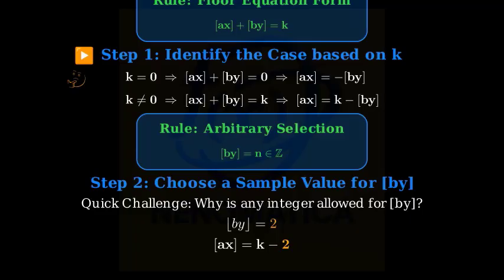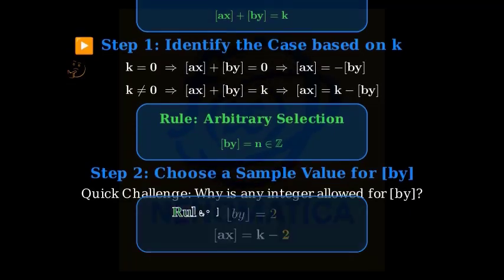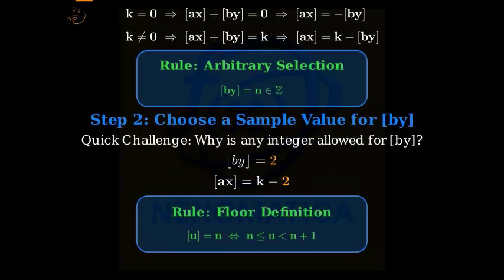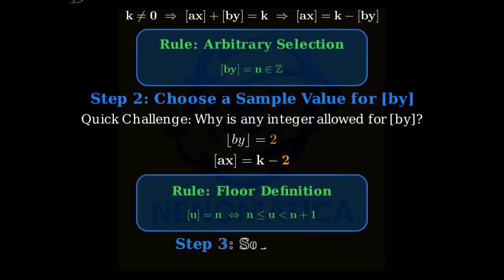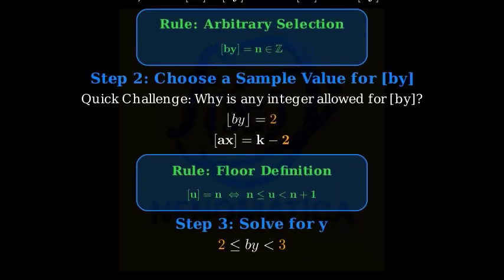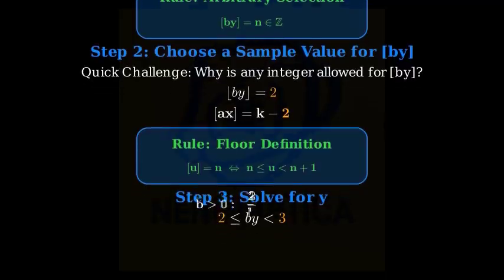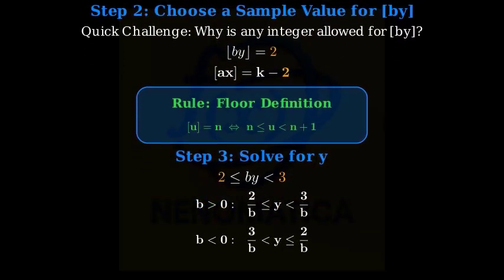Step 3. Solve the inequalities for y using the definition of the floor function. We recall that the floor of u equals n if and only if n is less than or equal to u, and u is less than n plus 1. Because the floor of by equals 2, we must have 2 less than or equal to by, and by less than 3. Now divide by b, paying attention to the sign of b.